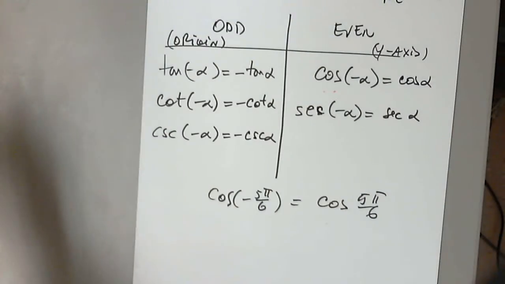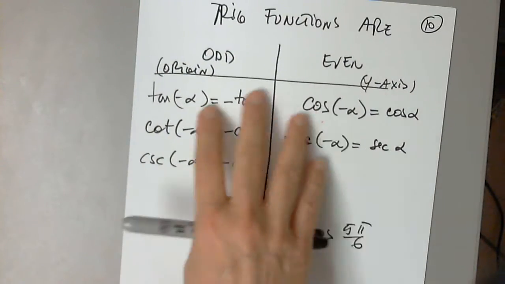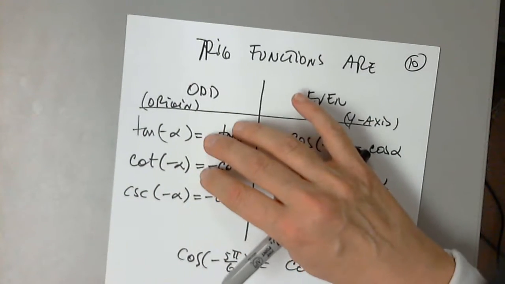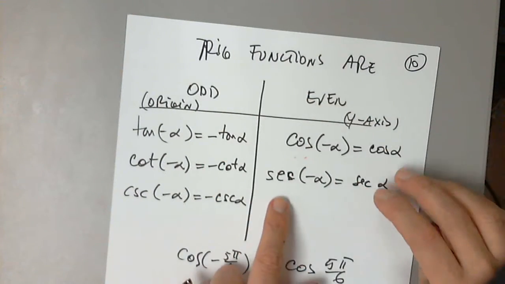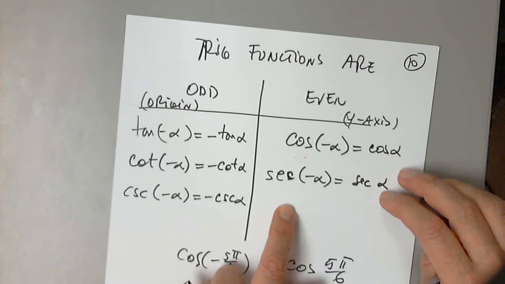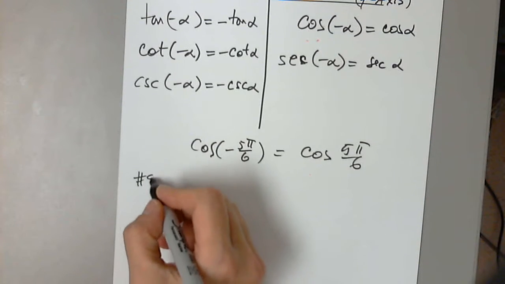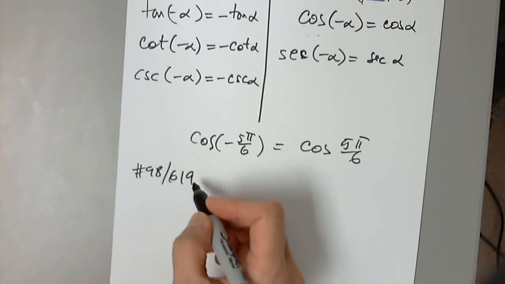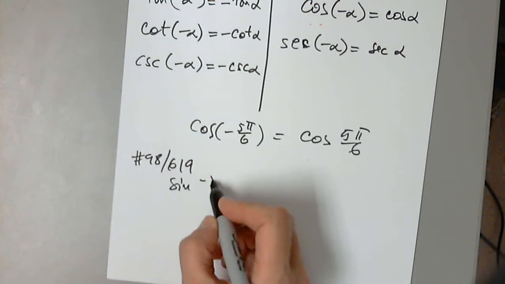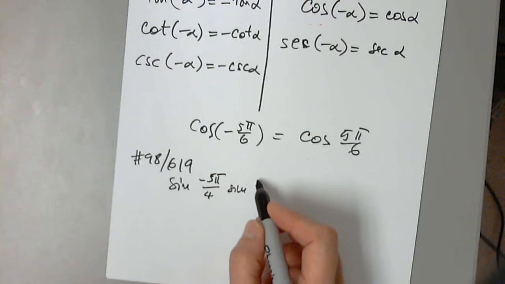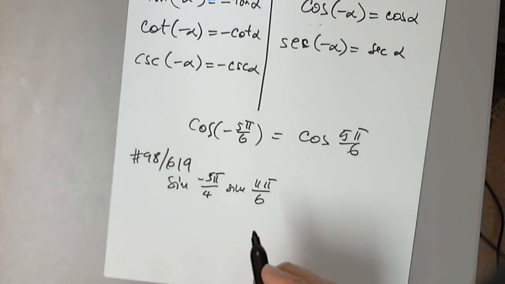This is a very important property, the odd-even situation. So please remember, if a function has sine in it, it's odd. If a function has only cosine in it, it's even. That's all you need to remember. So we chose 98 on the same page, 619. And we have sine negative 5 pi over 4 times sine 11 pi over 6. Perfect pick.